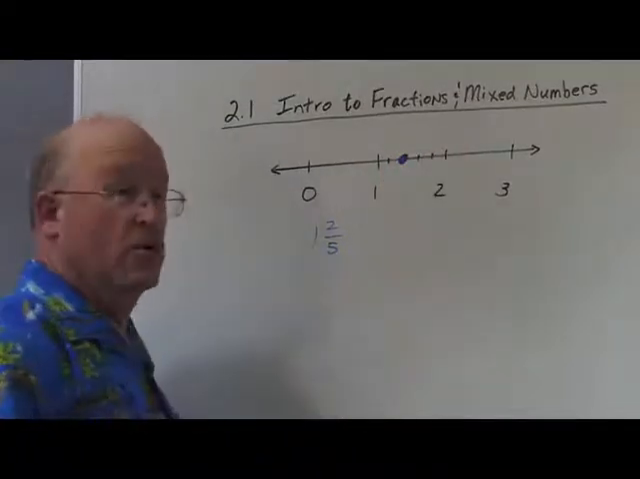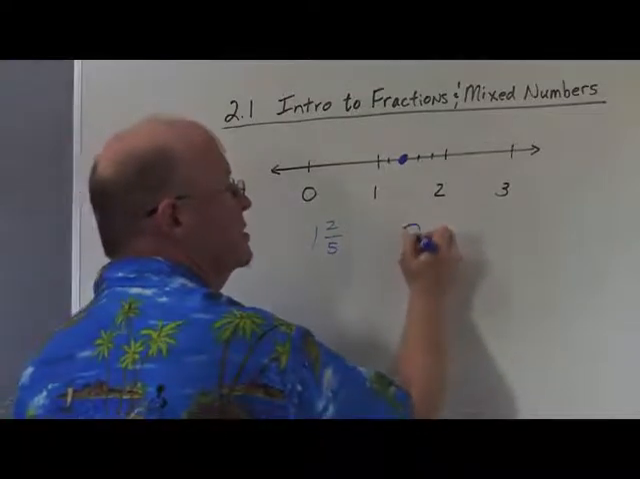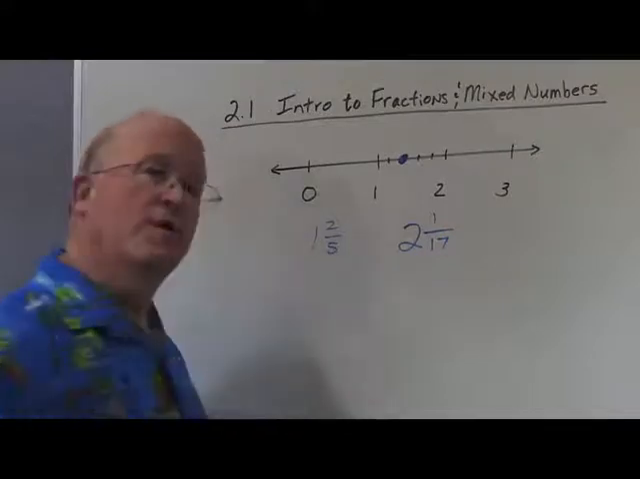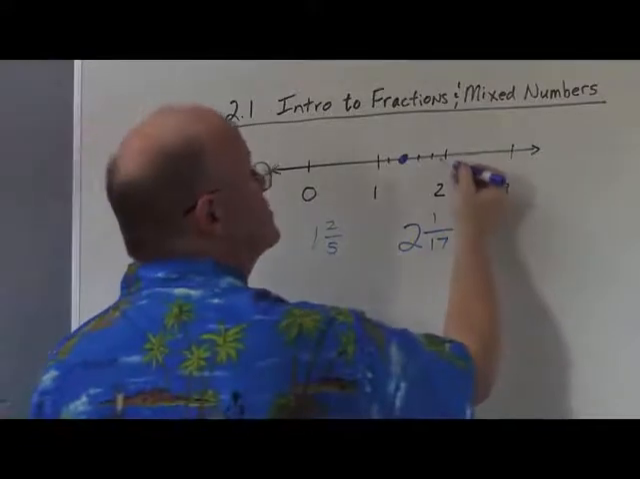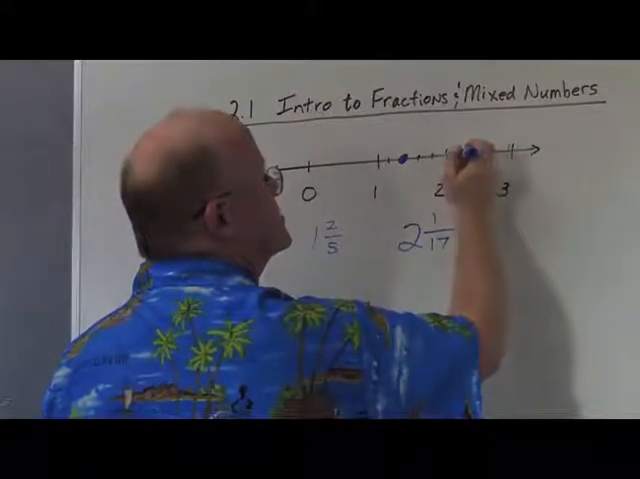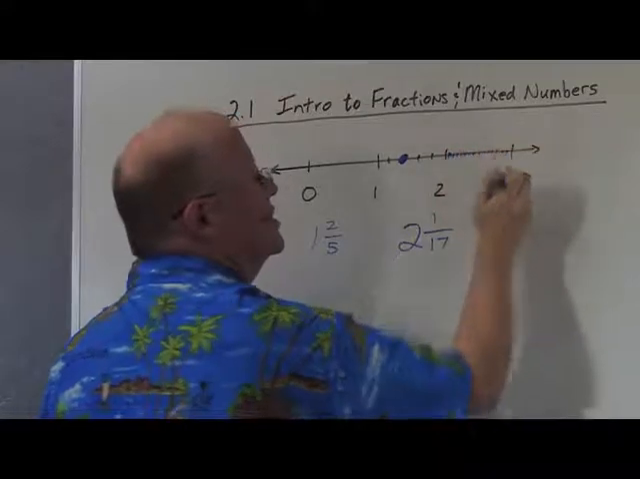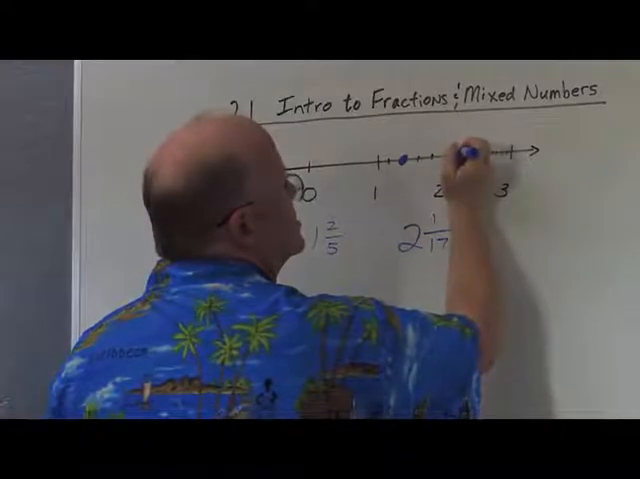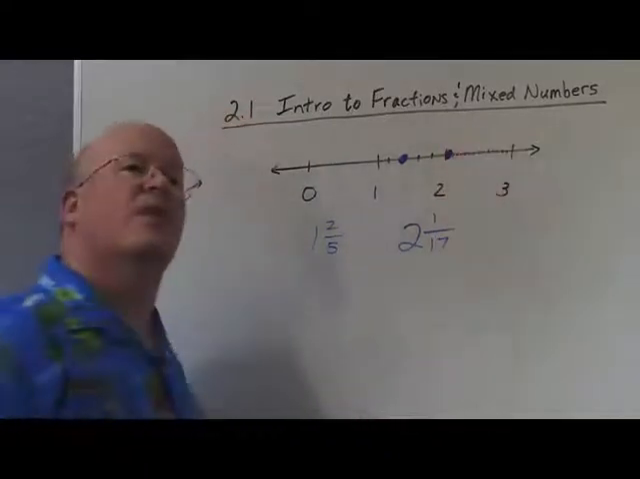It gets a little bit more challenging when you have a number like 2 1/17. We don't want to take this region between 2 and 3 and break it up into 17 pieces. That would be a little bit challenging to do with our eyes, but you would know that that would be just a smidgen to the right of 2.